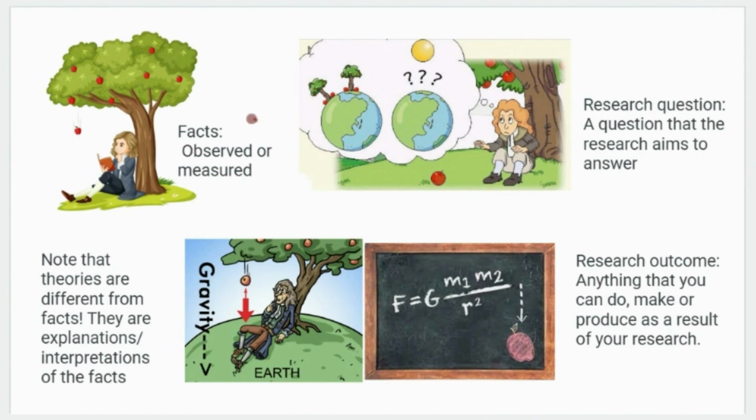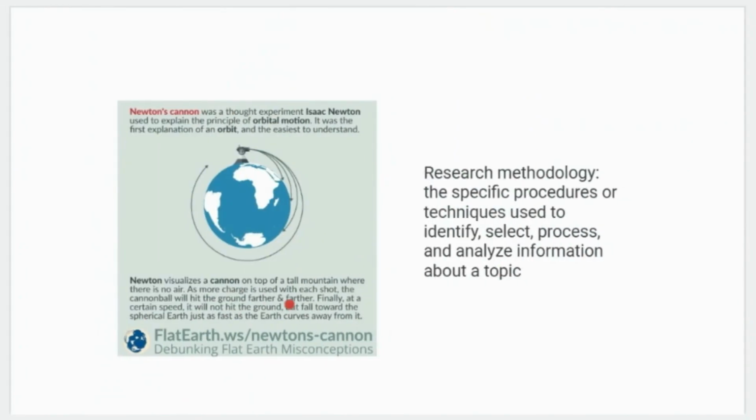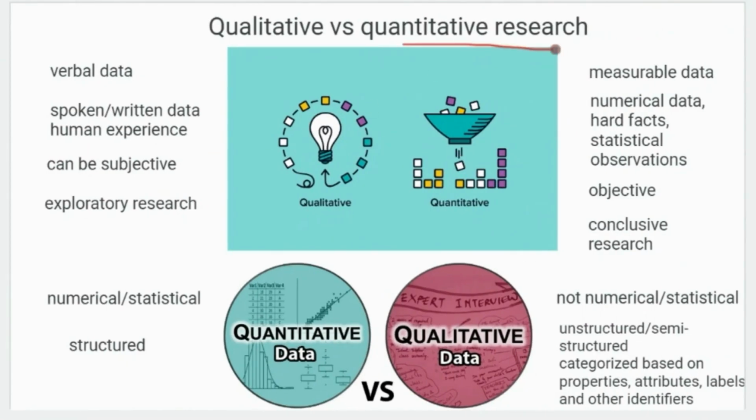Now, once you have your observations and the research question and probably the hypothesis, there are different research methodologies that you can adopt, right? There are specific procedures or techniques, and it depends. For certain studies, you would need quantitative data. So, what is the difference between quantitative and qualitative data?